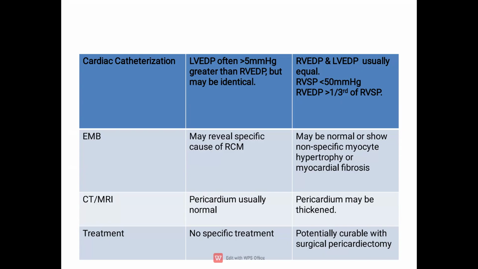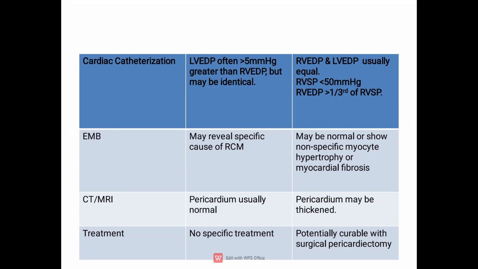And then the right ventricular end-diastolic pressure could be greater than 1/3 of the right ventricular systolic pressure. Now, when we do endomyocardial biopsy, that may actually reveal the specific cause of restrictive cardiomyopathy, but these may be normal or show just non-specific myocyte hypertrophy in constrictive pericarditis. Now, for CT or magnetic resonance imaging, the pericardium is usually normal. That's for restrictive cardiomyopathy, whereas there is thickening of the pericardium in constrictive pericarditis.